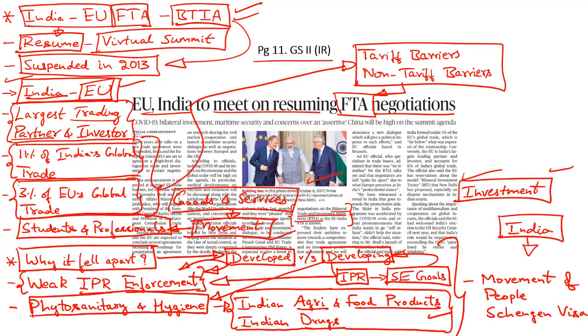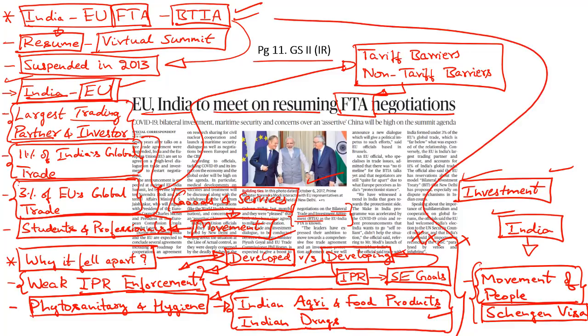Then apart from these factors, the other reason why the FTA negotiations fell apart was India's insistence that the European Union should liberalize its immigration policies and the restrictions on the Schengen visa in order to facilitate greater movement of Indian students and Indian professionals towards European countries. But the disagreements between India and the European Union on these three grounds resulted in the failure of the FTA negotiations, and as a result, the trade deal fell apart.